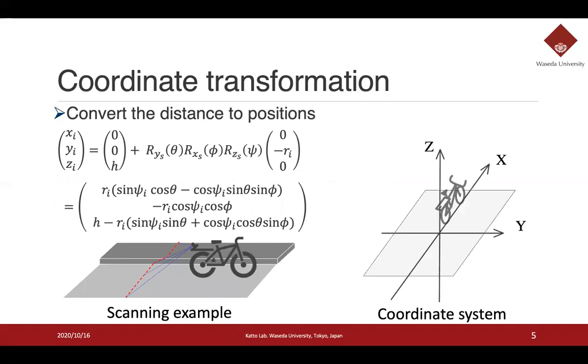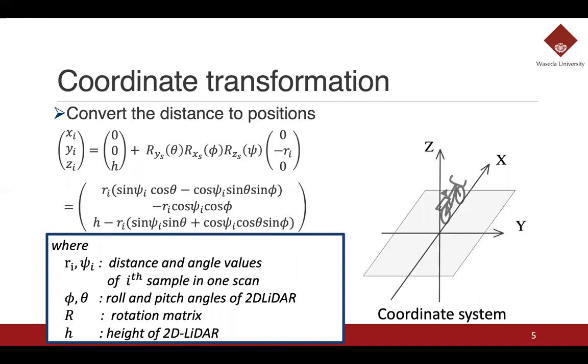To obtain variable information from distance measurement sensor, first of all, we should define the coordinate for our application. Getting raw data from 2DLiDAR, we convert them from polar coordinates to Cartesian coordinates as we defined by this equation, where R and psi denotes distance and angle values of i sample in one scan, phi and theta denotes roll and pitch angles of 2DLiDAR respectively, and R represents rotation matrix and H denotes the heights of 2DLiDAR. Note that the rotation matrix R can be measured by IMU sensor. In the next slide, I'll explain how to detect the curve and estimate its height.